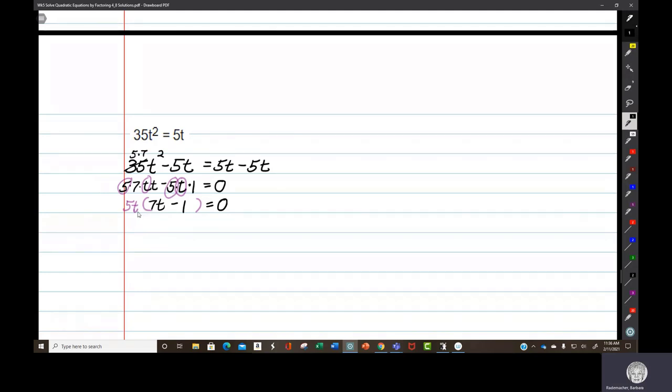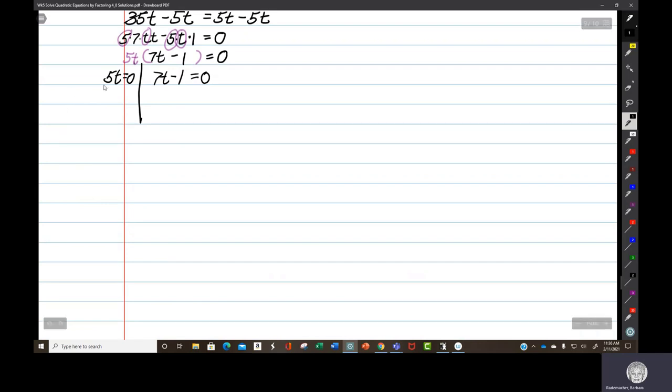Okay. Now I'm not going to be doing any hanky-panky like dividing by 5t because there's a letter in it. Can't do it. Now I could divide by the 5, but it's just too much trouble thinking about. So what I'm going to do is set 5t equal to 0 and 7t minus 1 equal to 0. Great. Well, all right, let me pull this up so you can see. I'll solve for t here. I've got 5 times t, so I divide by 5 and divide by 5, and I'll get t equals 0.